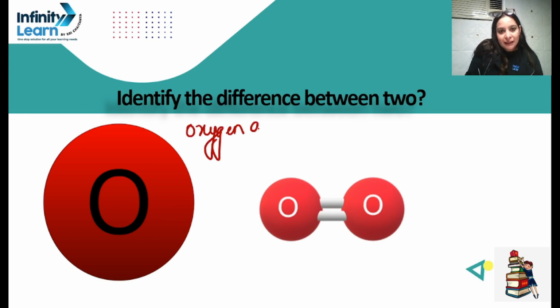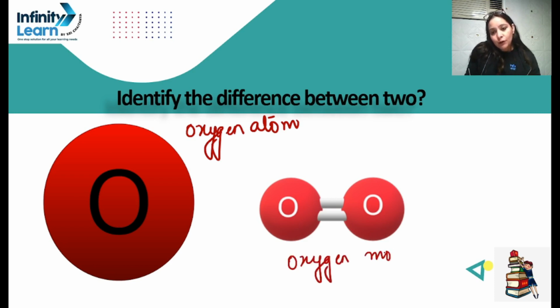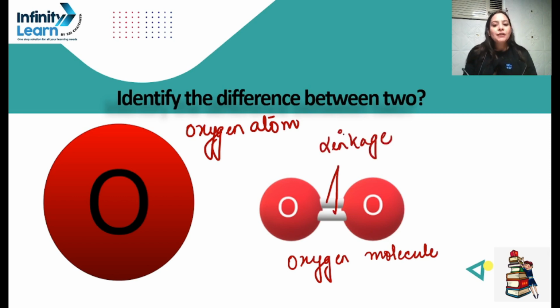It represents an oxygen atom. Right? And this second picture represents an oxygen molecule. Why molecule? Because here you can see that two oxygen atoms are linked together. And how? You can see the linkage. See, this is the linkage which is holding the oxygen atoms together in a molecule. Right? So this is the difference between these two pictures.